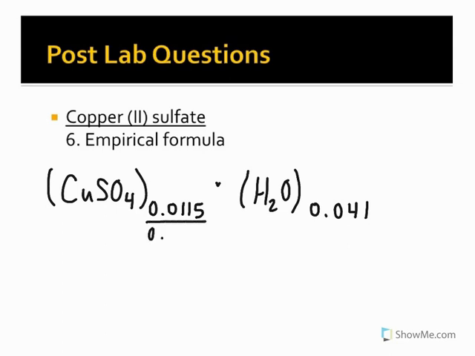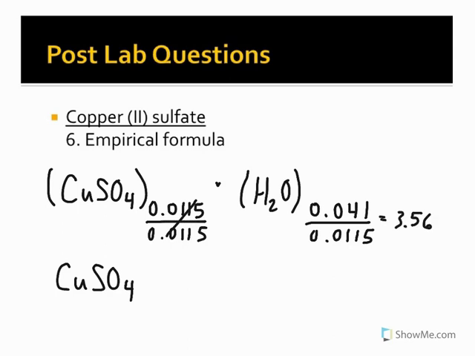And we divide both of these numbers by 0.0115. Well, here we get 1. So we have 1 copper 2 sulfate. And then over here for the water, we end up getting 3.57, which for the purposes of this experiment, what we will do is round this up to 4.